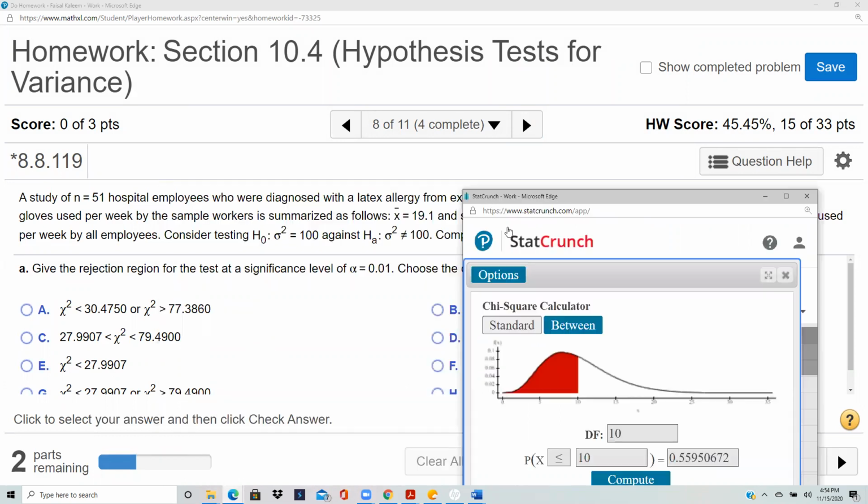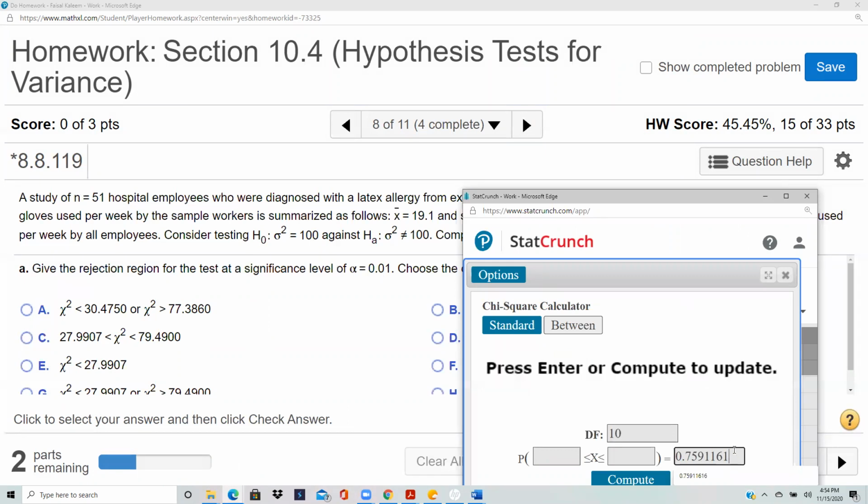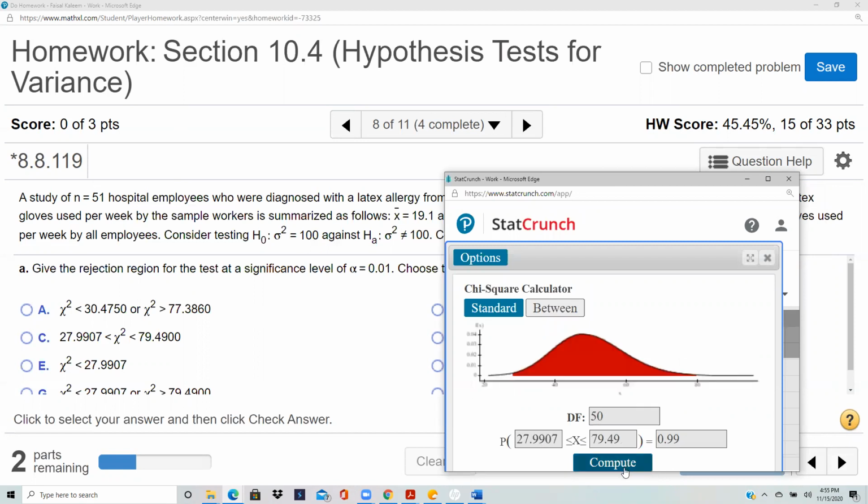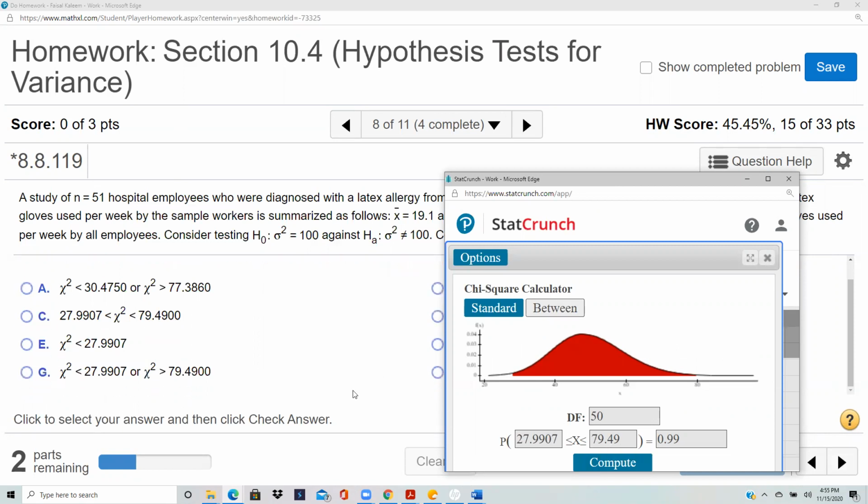So it's a two-tailed test. So in this one, you use Between and you do 1 minus alpha in the area. So 1 minus 0.01 is 0.99. And then degrees of freedom is the sample size minus 1. Sample size is 51, so degrees of freedom will be 50. Okay, so the critical values are 27.99 and 79.49.